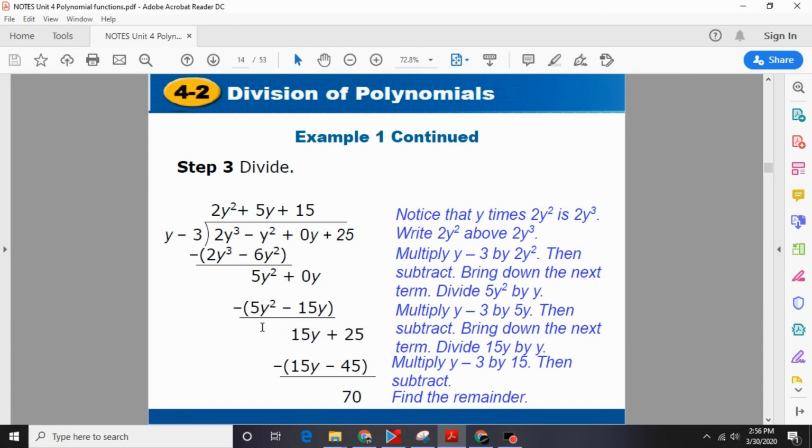Repeat again, because I still have that y in here. So repeat again, y times what is 15y? Well, that's 15. Distribute, you get this function. You take the opposite, so 15y minus 15y is 0, and then 25 minus negative 45, so that's 45 plus 25 is going to give you 70.